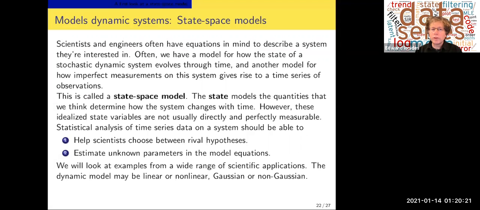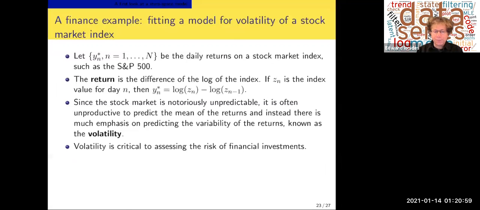The state models are the quantities that we think determine how the system changes with time. And these idealized state variables are often not directly or ideally measurable. So statisticians have a task to help scientists choose between rival hypotheses and estimate unknown parameters in the model equations. Again, there are many scientific applications. The model may be linear, nonlinear, Gaussian, non-Gaussian. We want to be able to deal with all those possibilities.